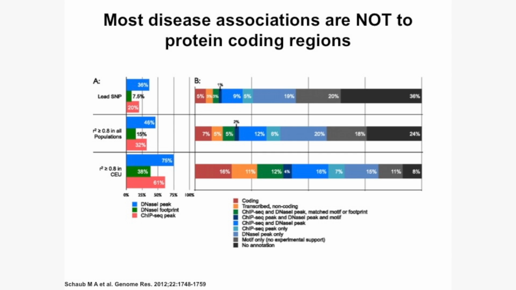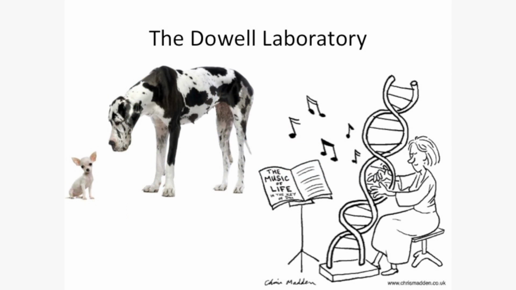So maybe what makes us human and not a mouse or a worm is not the proteins, but how we use them. We have opposable thumbs. We can make tools and use them. Okay? So that brings me to, what does my lab do?